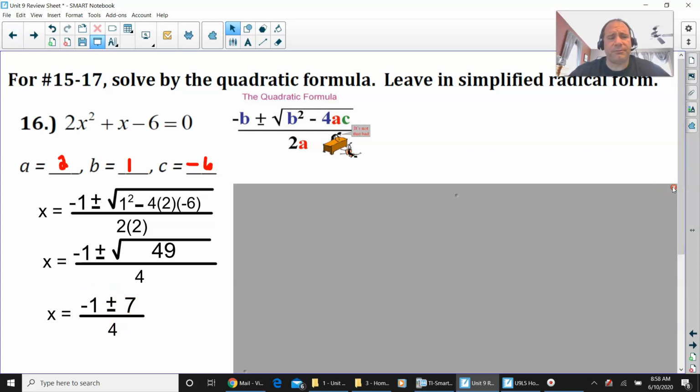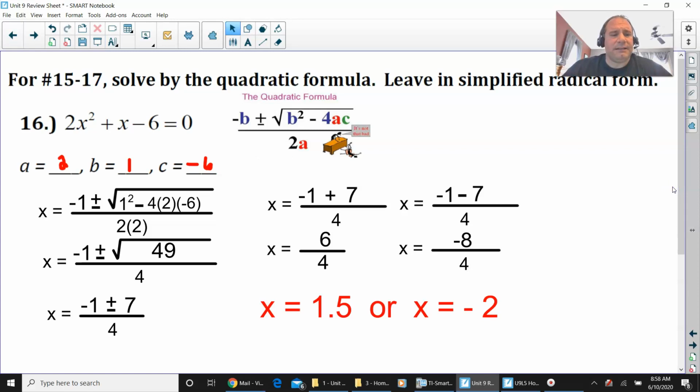You split up those equations into x equals -1 plus 7, and x equals -1 minus 7, all over 4. Negative 1 plus 7 is 6. 6 divided by 4 is 1.5. And then negative 1 minus 7 is negative 8. Negative 8 divided by 4 is negative 2. Those are your roots you solved using the quadratic formula.